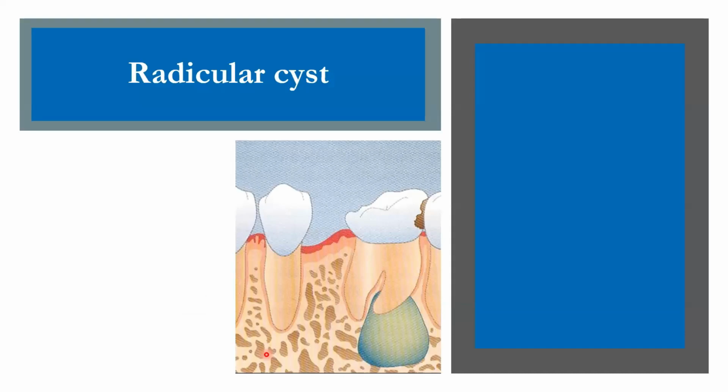Radicular cyst, the name itself says that it is associated with the root and very particularly the peri-apex of the tooth. Apex is the area here. This is the apex of the tooth. Peri-apex is around. Peri is around. So it is associated with the peri-apex of the tooth, and hence it is also called periapical cyst.